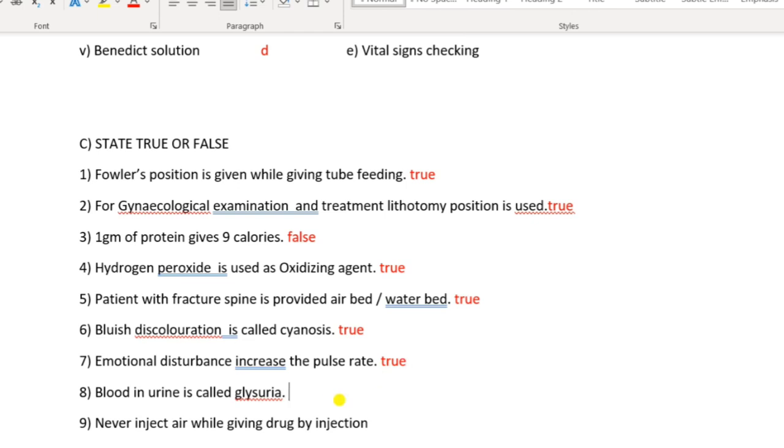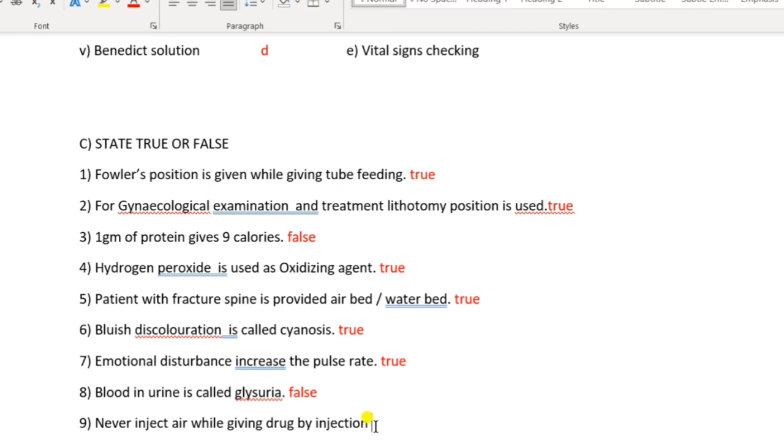Question number 8: blood in urine is called glycerin. This is a false statement. Blood in urine is called hematuria, and dysuria means there is a painful micturition, painful urine. For the passing of the urine, there will be pain.